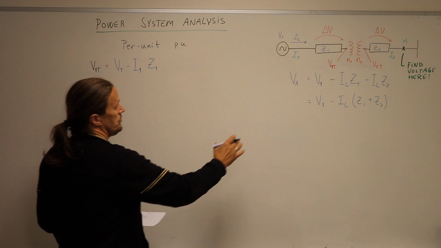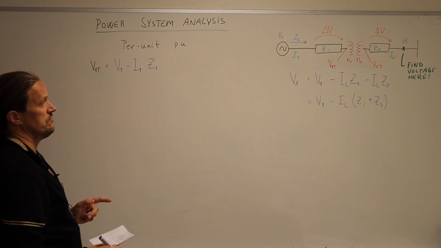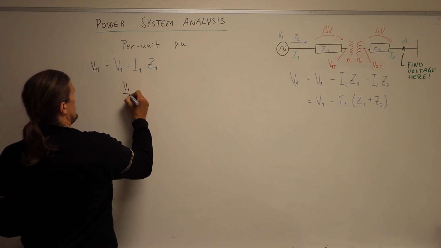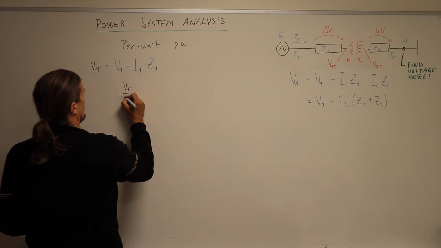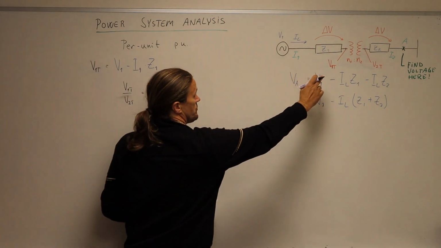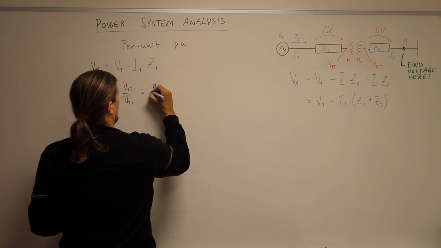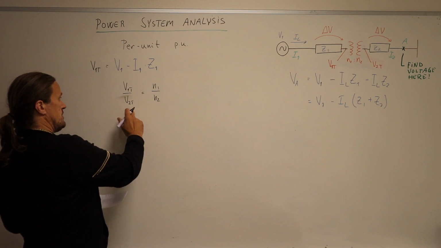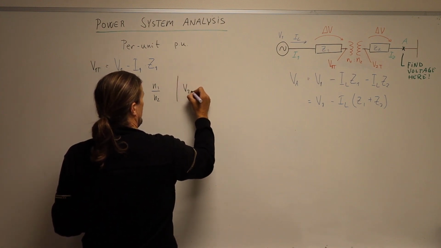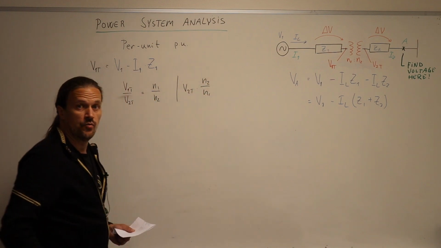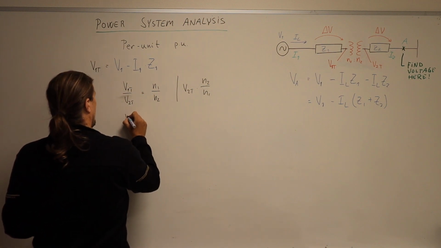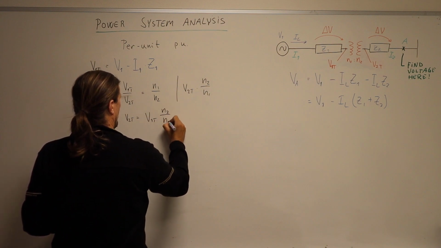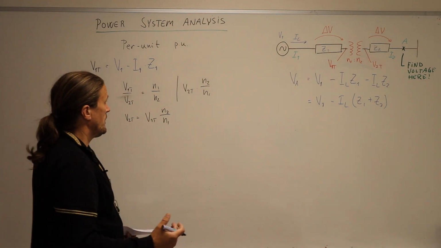And then we need to take into account the relation between V1T and V2T in order to find V2T. So that means that we know that V1T over V2T is nothing but the relation between N1 and N2. You can see it there, N1 to N2, right? And then the task is to single out this V2T. So what we can do is to multiply the whole expression by V2T times N2 over N1. That means that we are left with V2T equal to V1T times N2 over N1.